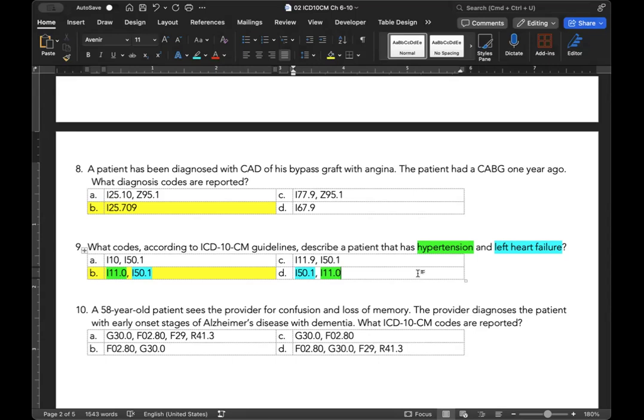So it's safe to say that the word "with" and "and" are good indicators to put them both together. Well, you're not always going to see "and" or "with." It could just be that they're listed in a problem list too. So if they are present at the same time, then we can assume.